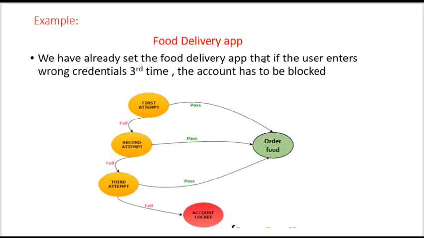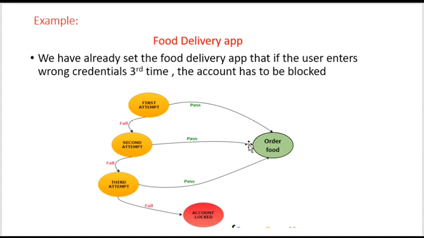We have a food delivery app. We have set the food delivery app so that if a user tries to enter wrong credentials for the third time, then the user's account has to be blocked. As we can see here, if the user in the first attempt enters the right credentials, then the user can order food. If not, the user has to go for a second attempt. In the second attempt also, if the user fails to give the right credentials, then comes the third attempt. In the third attempt also, if the user gives wrong credentials, then the account will be locked.